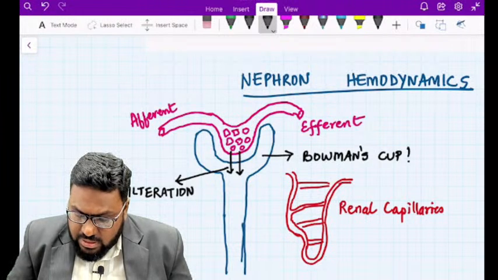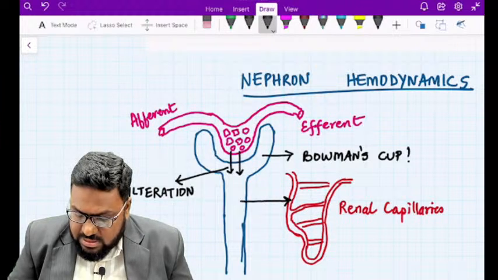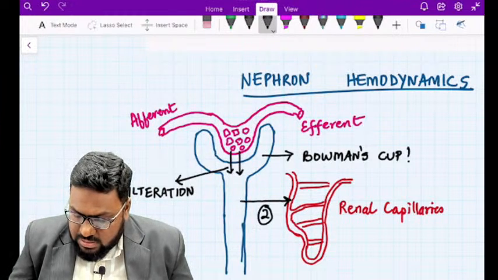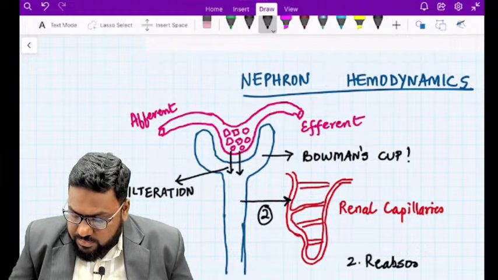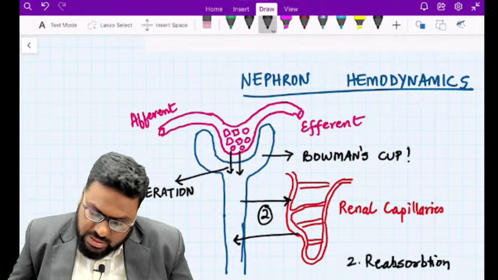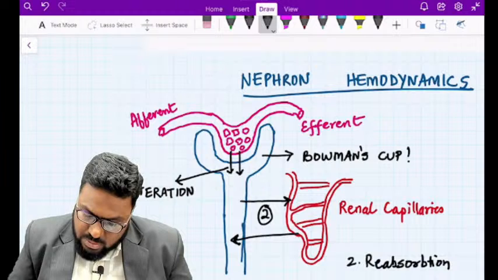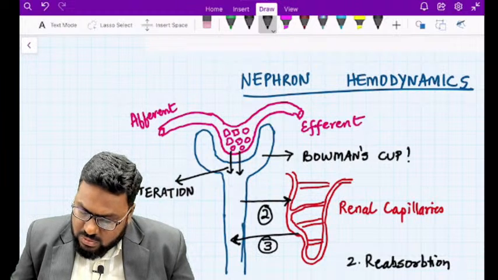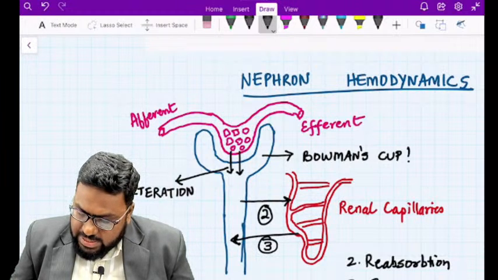Next we have reabsorption here. So this is point number 2, that is, 2 is reabsorption. Next comes point number 3, that is tubular secretion. Secretion into the tubules. So 3 is tubular secretion.